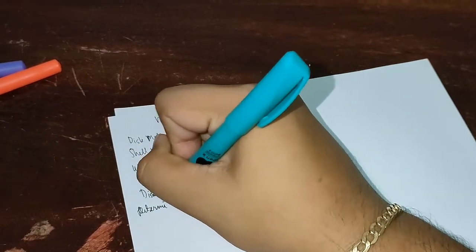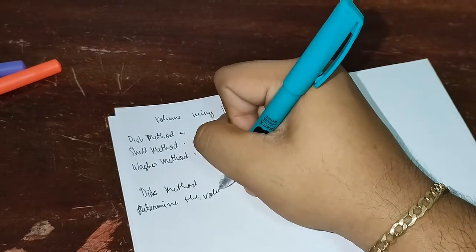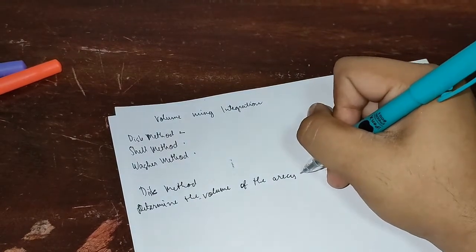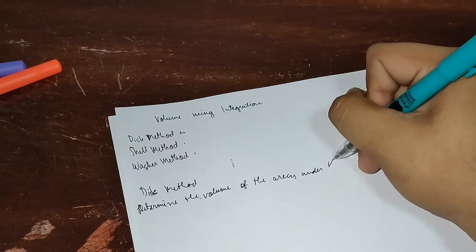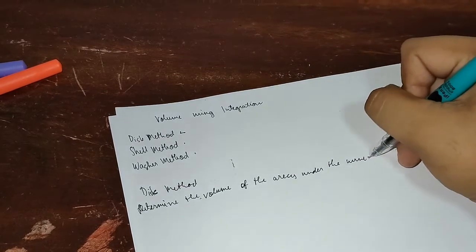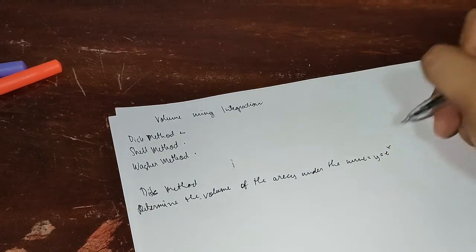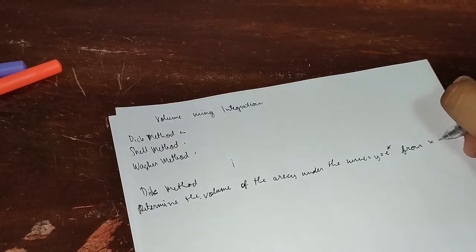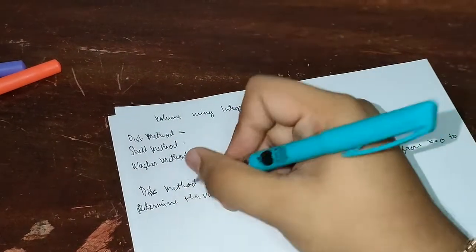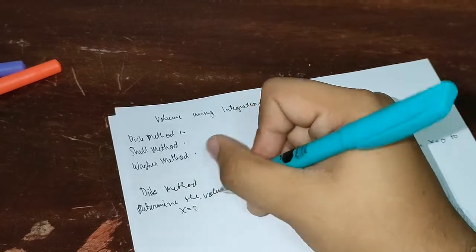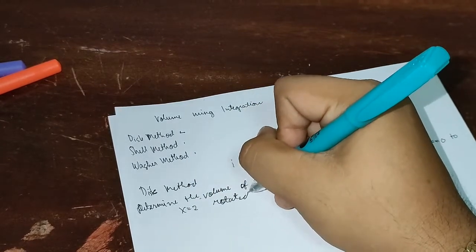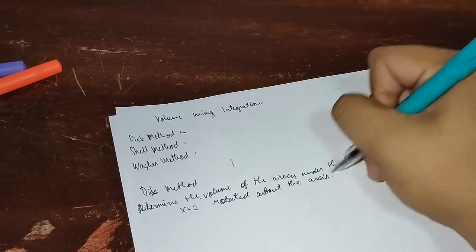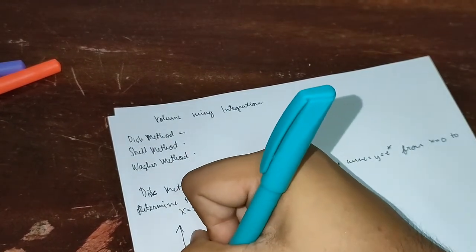Determine the volume of the area under the curve y equals e raised to x from x equals 0 to x equals 2, rotated about the x-axis. And for the graph, I will draw it.